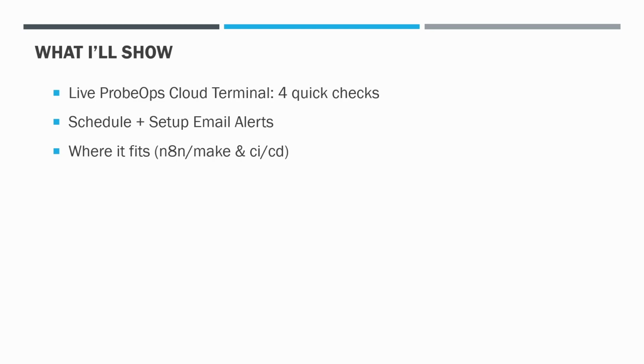What we are going to show in this video is first we'll log in into ProBox and do a quick terminal run. Then we will schedule a probe with alerts and finally how this plugs into automation and pipeline. So let's go to ProBox website and I'll log in and show you this demo.